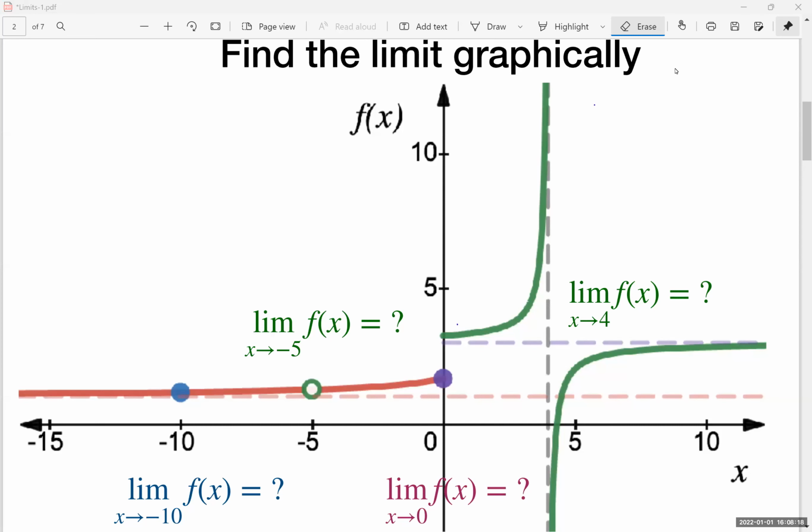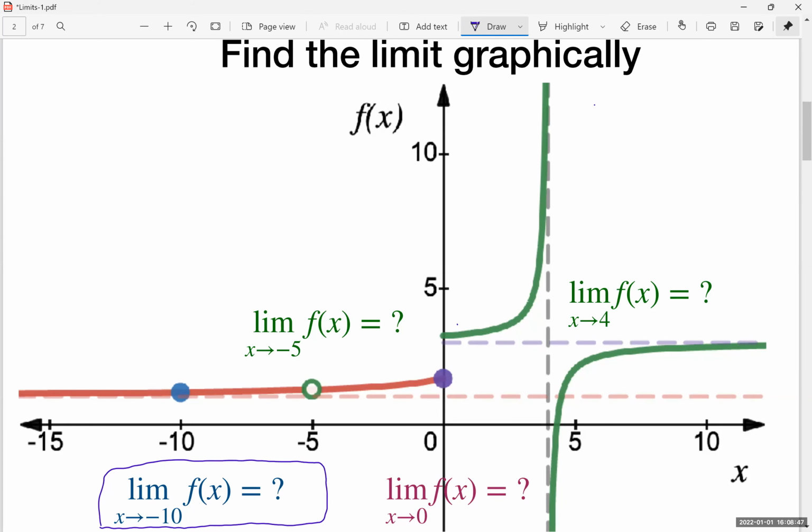Next, we'll learn how to find the limit graphically, which means we can use a graph of a function to determine the limit of that function at a certain point. Let's start with the point from the left. So the question is, if you look at the point where x equals -10, what is the limit of function f of x when x goes to -10?